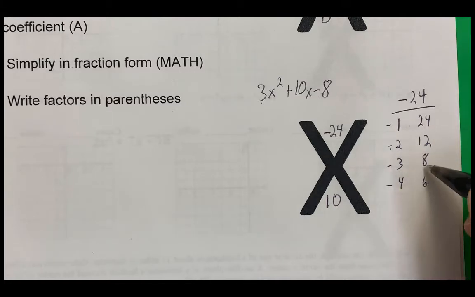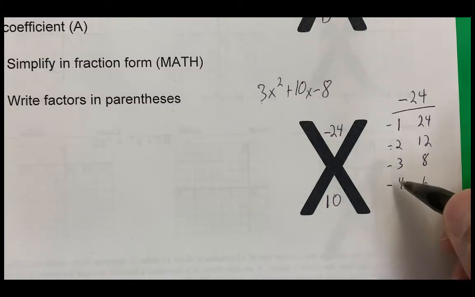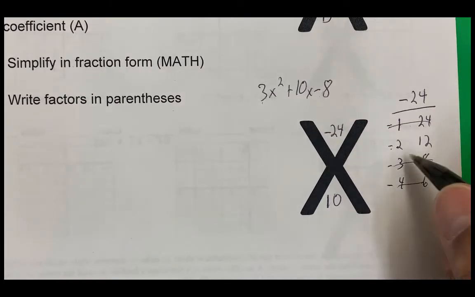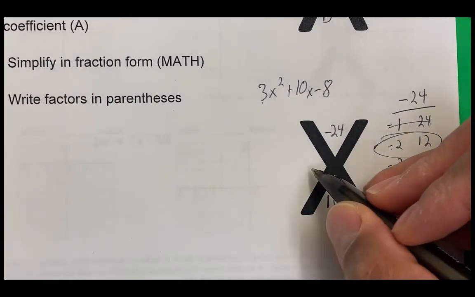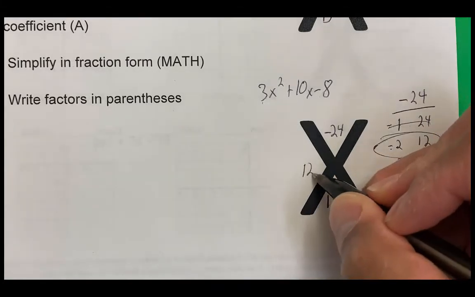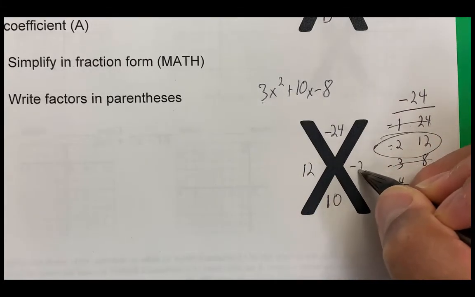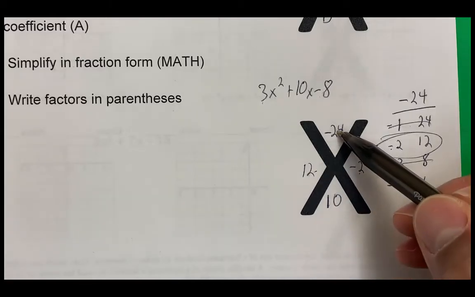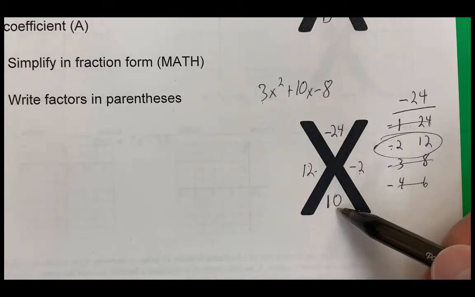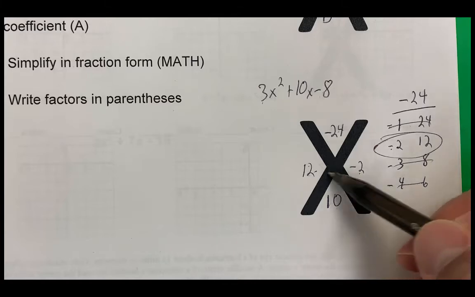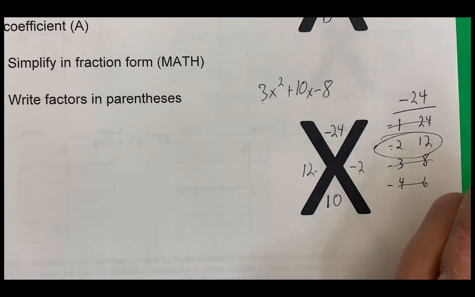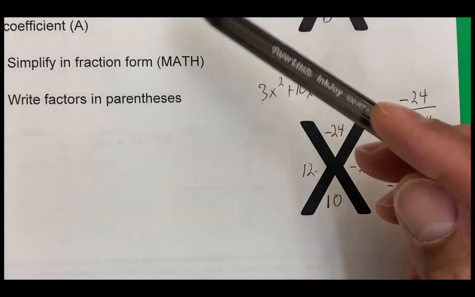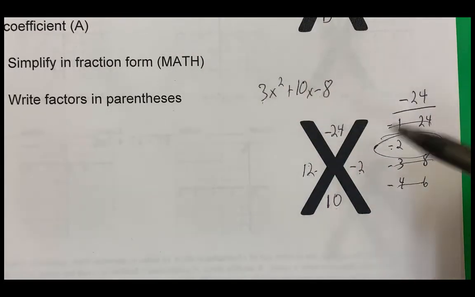Now, if we wanted to be thorough, we could check. Negative 3 and 8 is 5. Negative 4 and 6 is 2. So we know these ones won't work. And so that leaves us with 12 and negative 2. And I always like to check. 12 times negative 2 is negative 24. 12 plus negative 2 is positive 10. So what we've done is we've now found the factor pair that we're looking for. If you're looking at the steps above, this would be step number 4 we just completed.